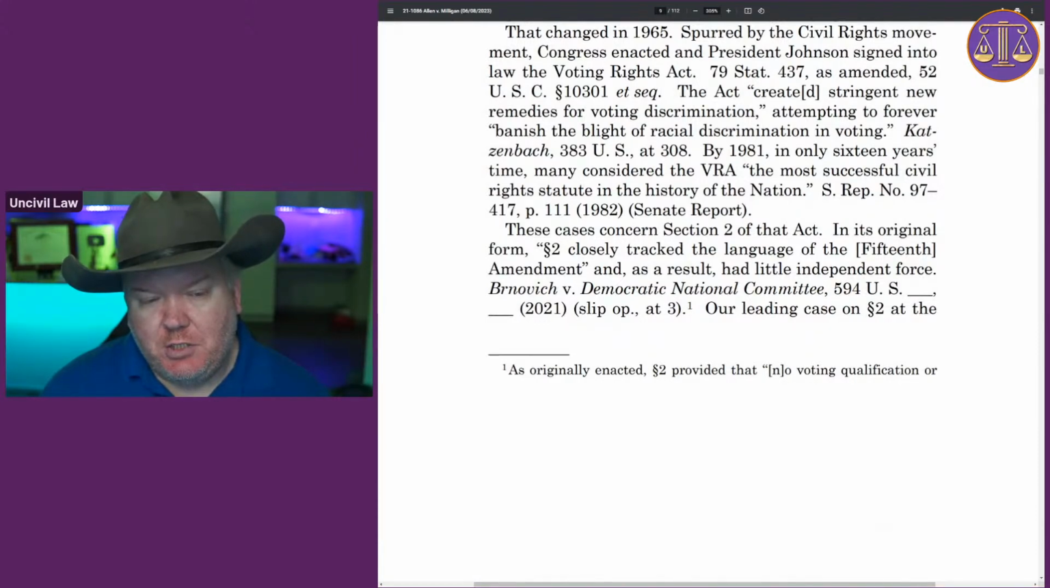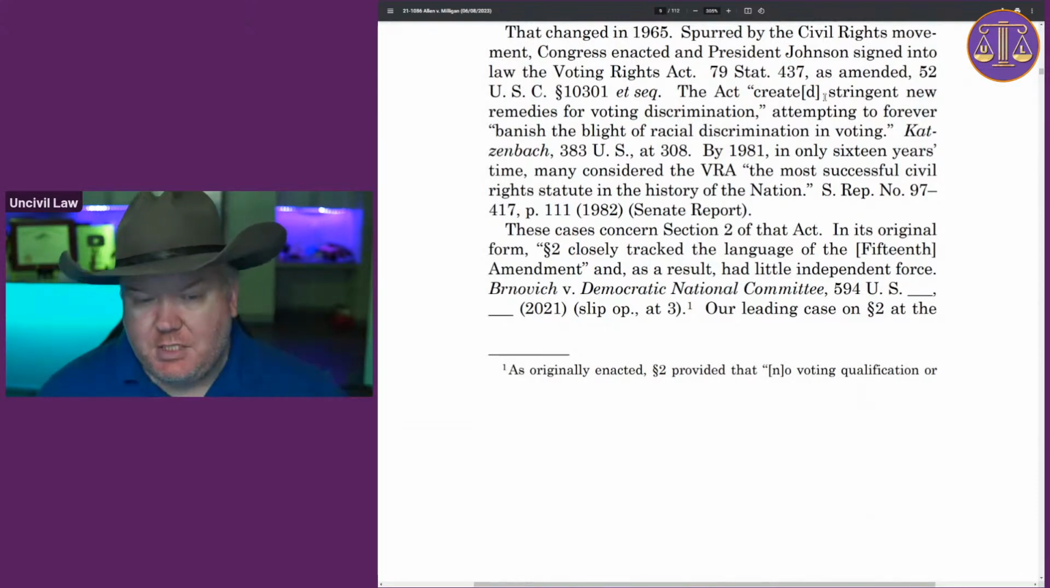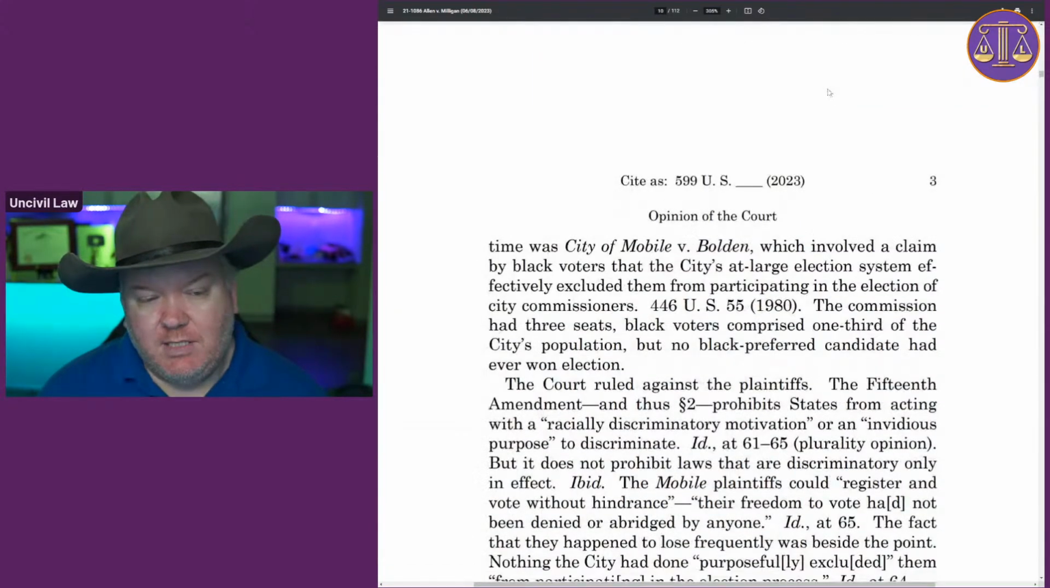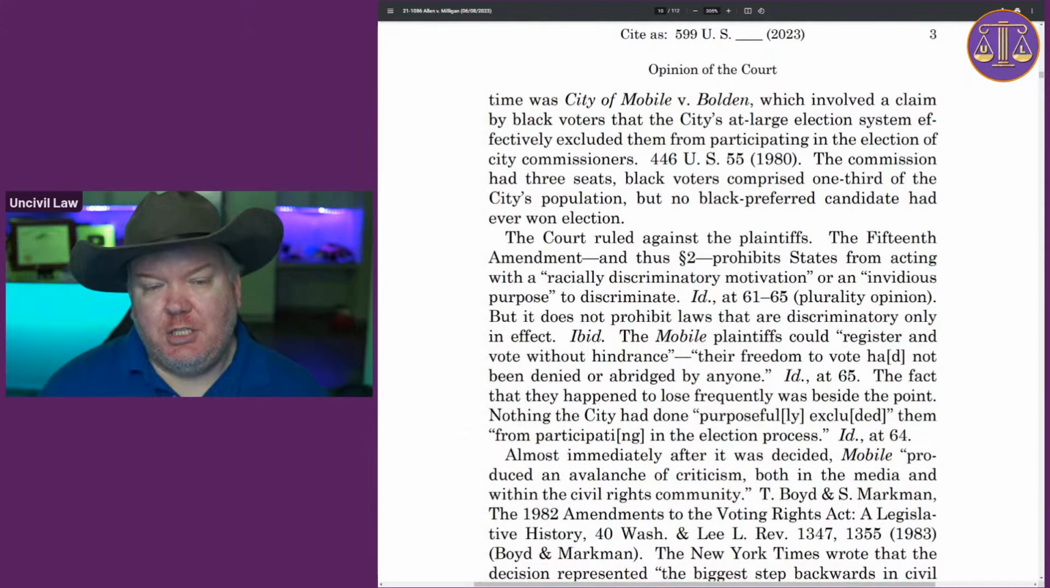"These cases closely concern Section 2 of the Act. In its original form, Section 2 tracked the language of the 15th Amendment, and as a result had little independent force." Yeah, if they're just going to repeat the language of the Constitution and statute, then what's kind of the point? "Our leading case on Section 2 at the time was City of Mobile versus Bolden, which involved a claim by black voters that the city's at-large election system effectively excluded them from participation in election of city commissioners."